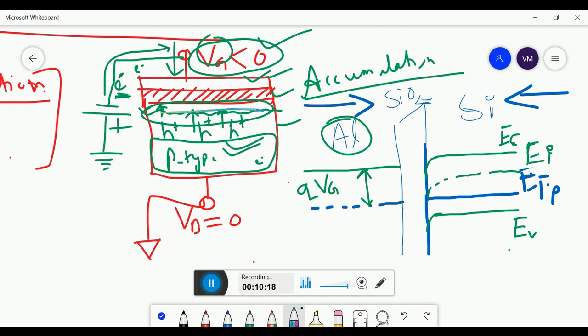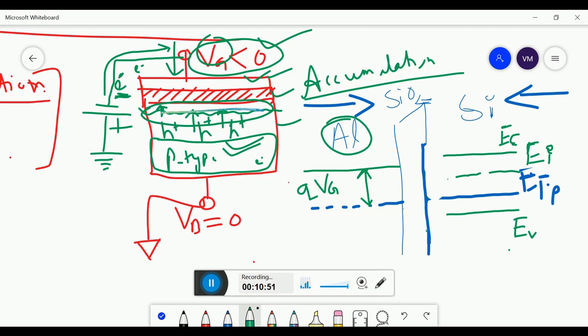So what should happen at the surface? The Fermi level should go towards the valence band. Now let's draw this again. Erase only this much part, because in the bulk the band diagram will be same. The only change will be at the surface.